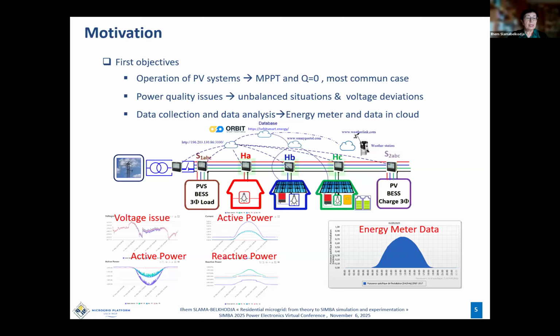At the beginning, the technical topics we aimed to investigate were, first, operation of PV systems and MPP control with no reactive power exchange. Such PV inverter operating is the most common one. The second point was power quality issues, and more specifically, the imbalanced situation and voltage deviations due to single-phase residential situation. The third was data collection and analysis, so the energy meter location, data in cloud, and data analysis.